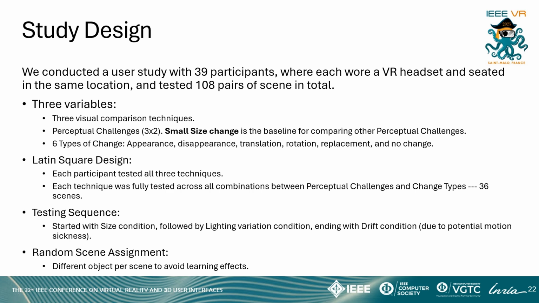There were 3 variables: 3 visual comparison techniques, 6 perceptual challenges, and 6 types of change. We used the Latin square design, where each participant tested all 3 techniques, and each technique was fully tested across all combinations between perceptual challenges and the types of change.